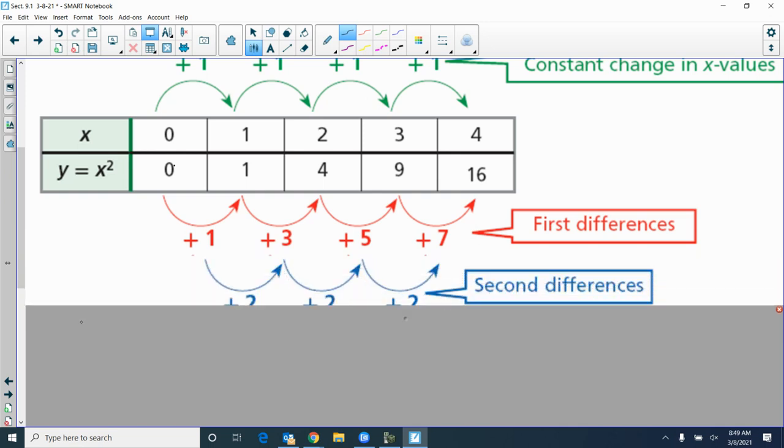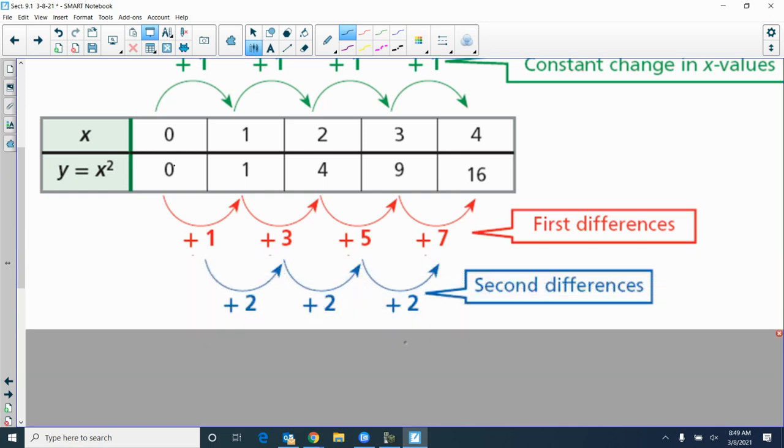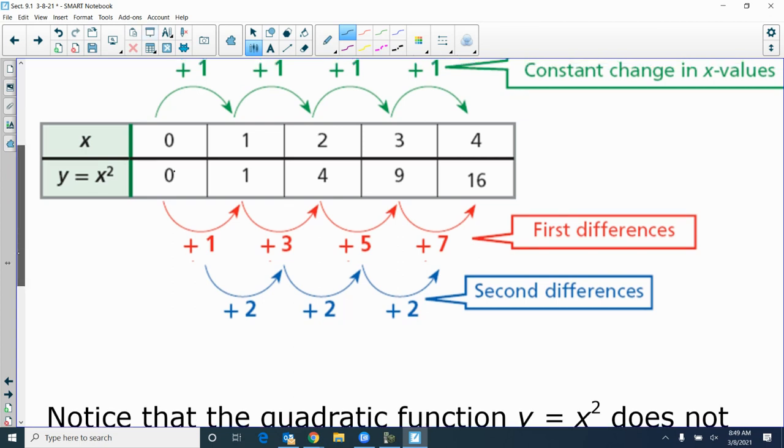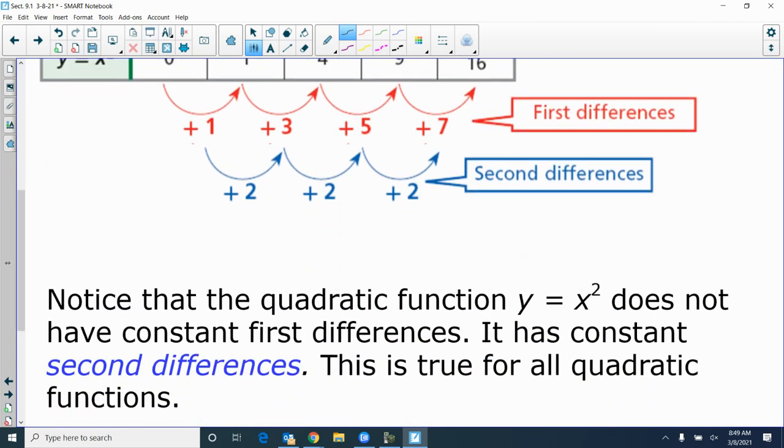What are our second differences, though? To go from 1 to 3, I go up 2. From 3 to 5, I go up 2. From 5 to 7, I go up 2. Those are all the same. That is going to be the case for a quadratic. Go ahead and get down the second differences right underneath them. So the second differences are all the same. That is going to be true for a quadratic function. They will have a constant second difference.